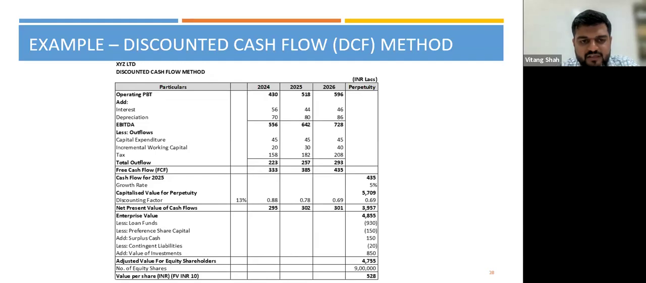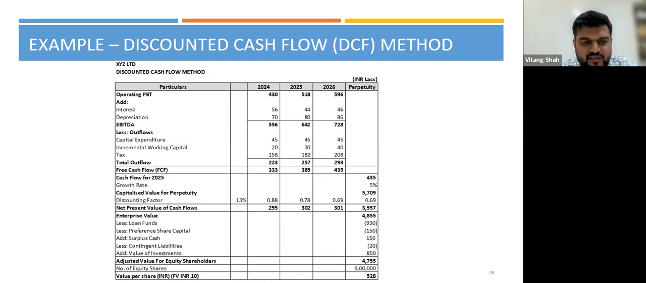To arrive at the EBITDA, you add the interest and the depreciation. That means you are using a free cash flow to the firm approach, because the interest paid to the debt holders has been added back. So the cash flows which you are discounting will lead you to the value of the firm, which is enterprise value. From the operating profits, you add the depreciation because it is a non-cash expenditure.